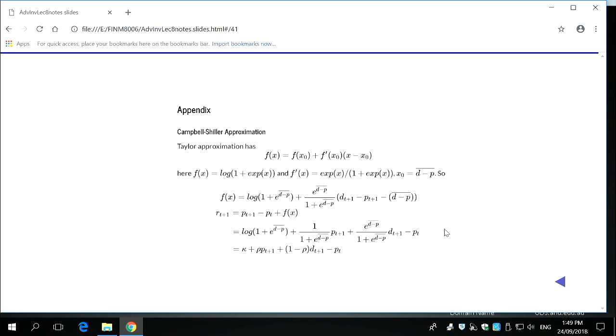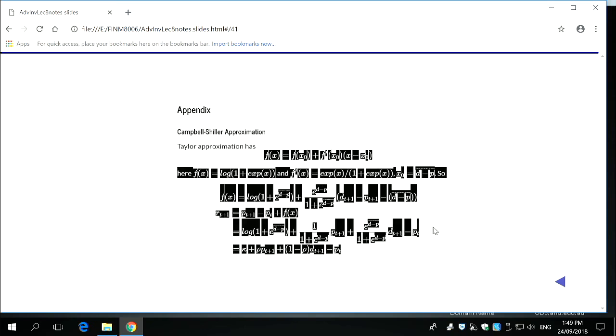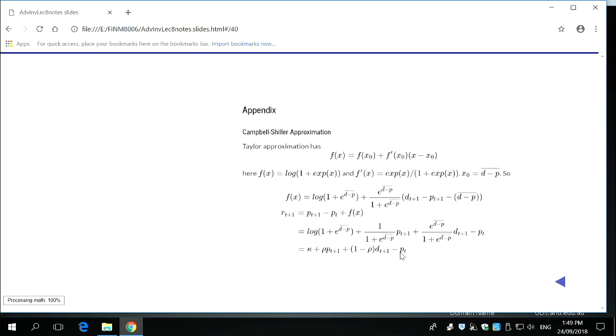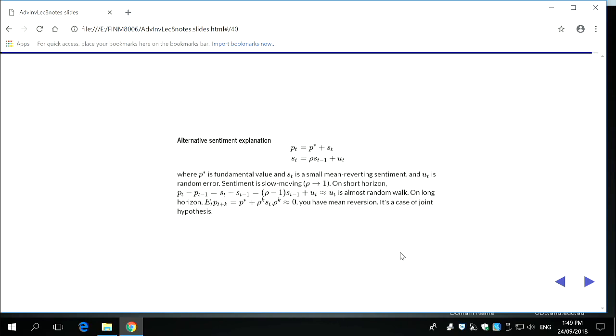That's it. And if you're interested in the derivation, I'll encourage you to go through this appendix to see how the things are actually derived in terms of linear approximations. All right, I'll see you on Thursday.